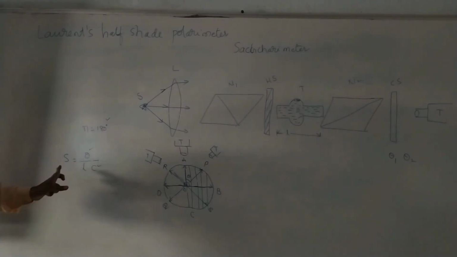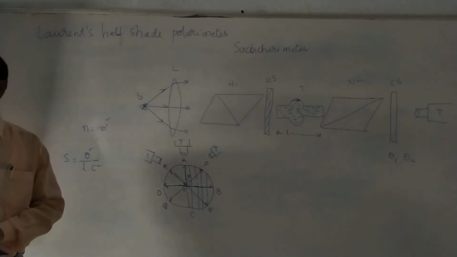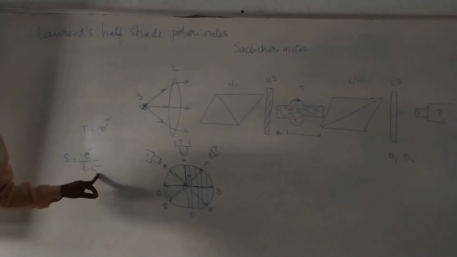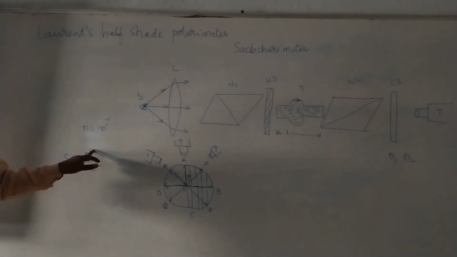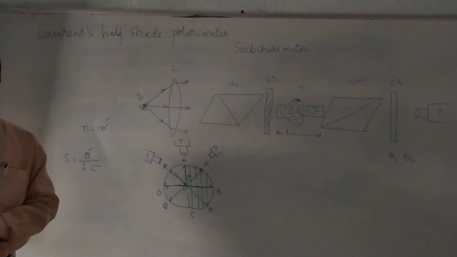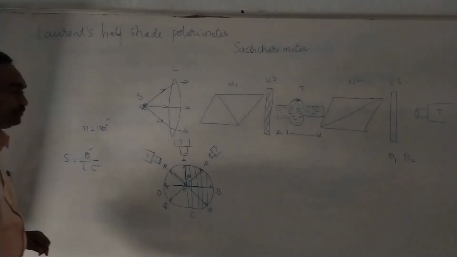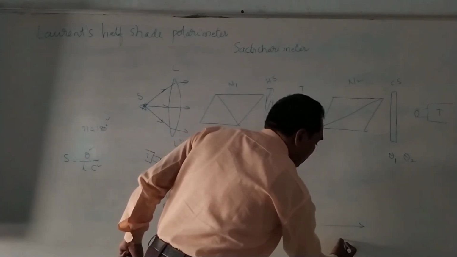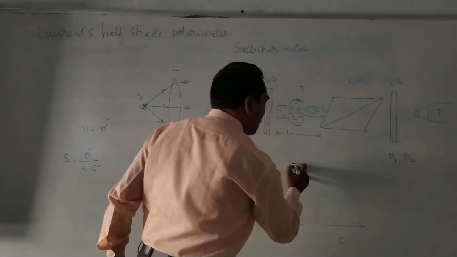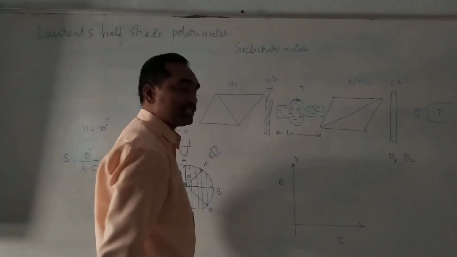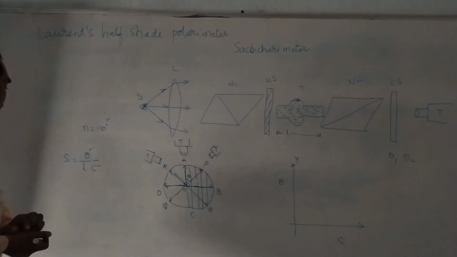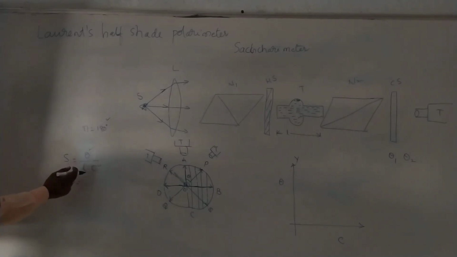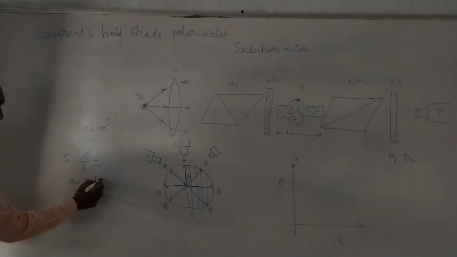So by using this principle, we can determine the specific rotation. For different concentrations of liquids, in the same way we calculate theta. Now we will draw a graph. On the x-axis, we take the concentration C. On the y-axis, we take the angle of rotation theta. According to this principle, theta along the y-axis equals S into L into C.